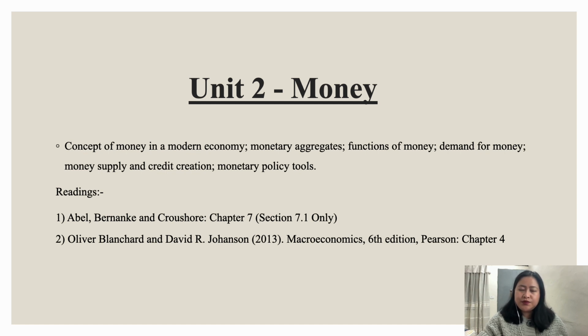In this particular unit, we are going to read from the book ABC, like I said, Abel, Bernanke and Croushore, Chapter 7, where we are going to look into only Section 7.1. We are also going to refer to the book Blanchard, and we are going to look into Chapter 4 from it.